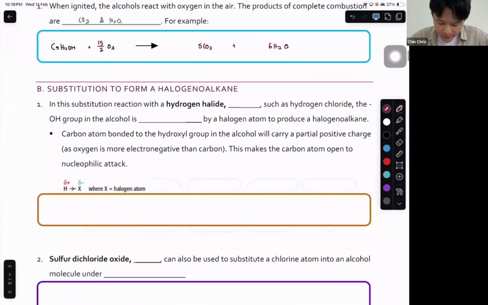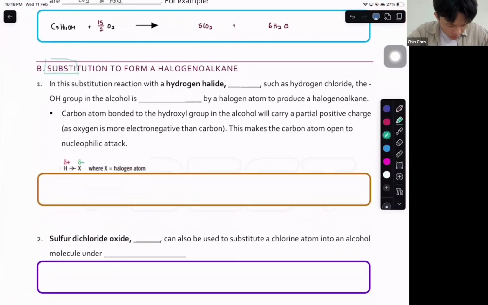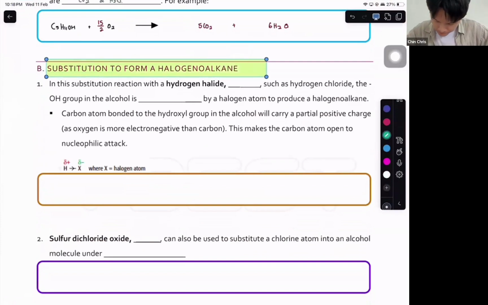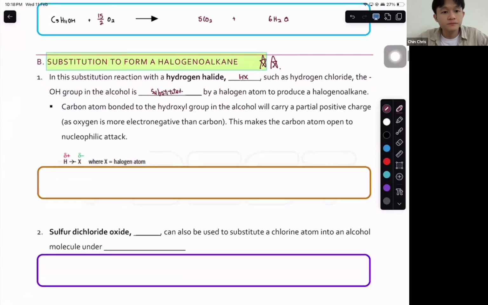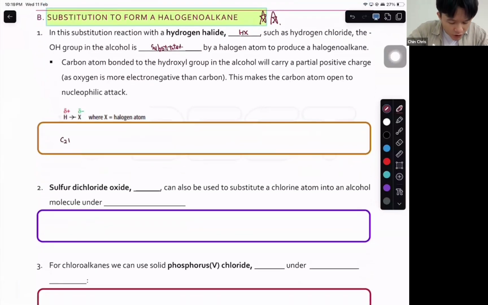Alright guys, next we have substitution to form a halogenoalkane. Oh my god, this is so important. Alright guys, we can always substitute with a hydrogen halide, such as a HCl. So in the alcohol is substituted. Alright guys, now let's say if I have a C2H5OH plus a HCl, substitute it for me, you'll be getting a halogenoalkane.